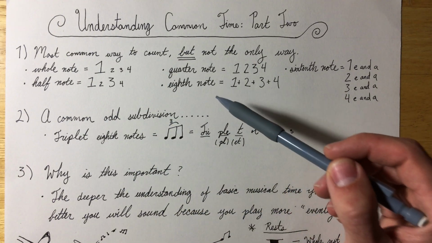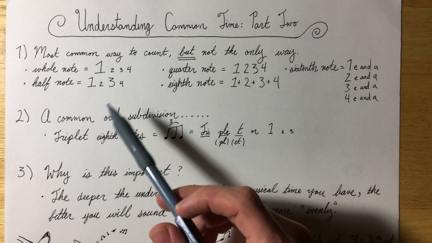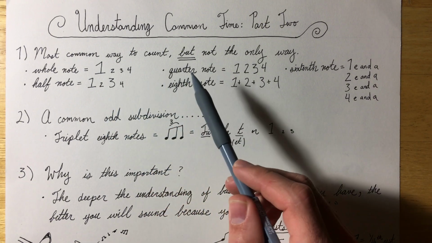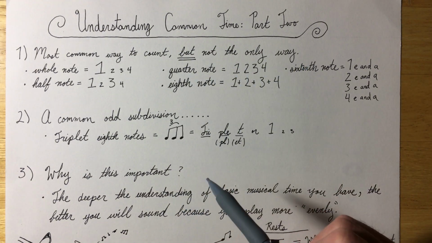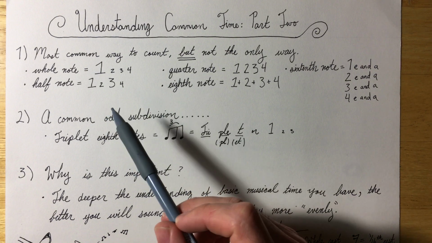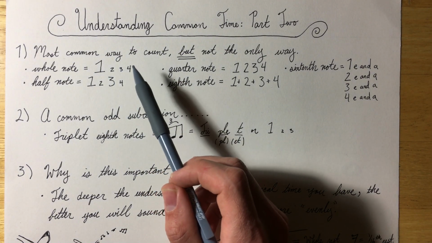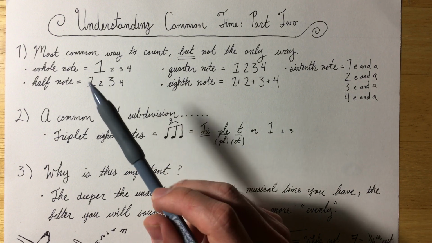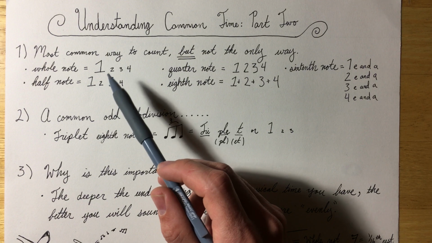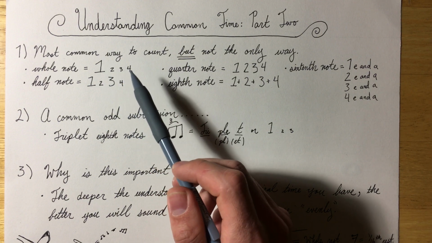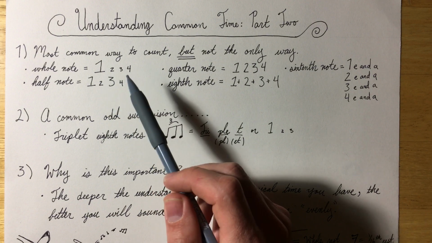To continue where I left off on the previous video, I want to talk about the most common way to count, but this is not the only way to count when you're in common time. When you see a whole note right here, 1, 2, 3, 4. On 1, you play a note, and then it lasts for 4 beats. So 1, 2, 3, 4. And the bigger numbers here are where the note lands.